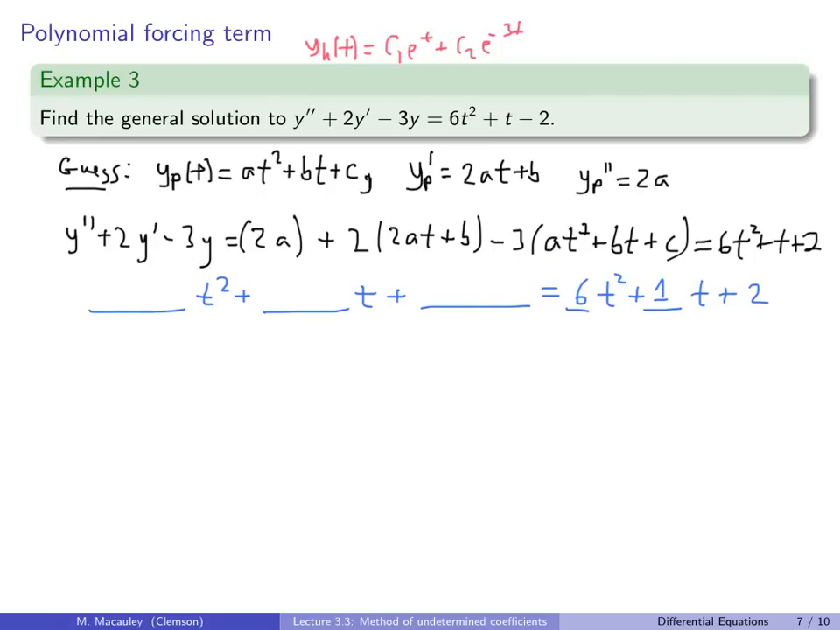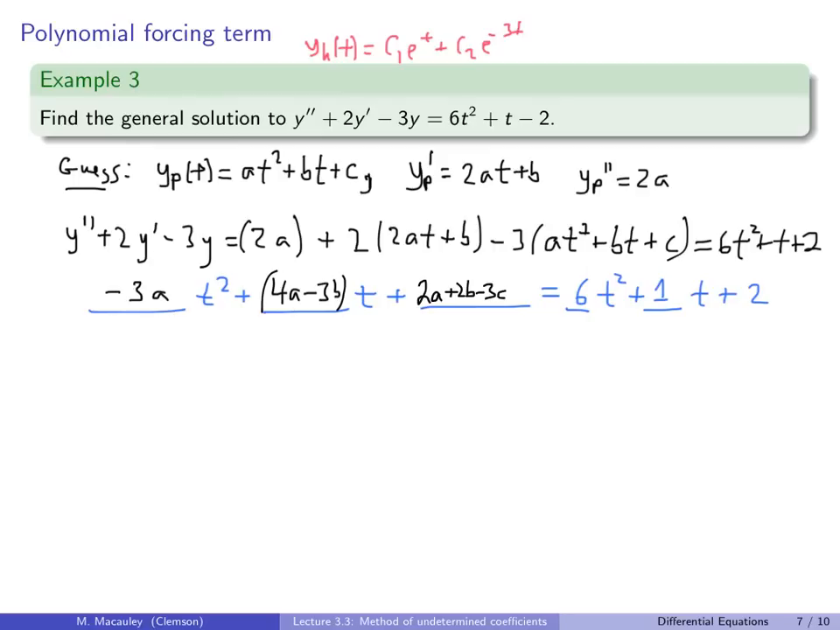Okay, so how many t squareds do we have? We have negative 3a t squareds. How many t's do we have? We have 4a here, and we have negative 3b. So that's 4a minus 3b. And then how many constants do we have? We have 2a, 2b, and negative 3c. 2a plus 2b minus 3c.